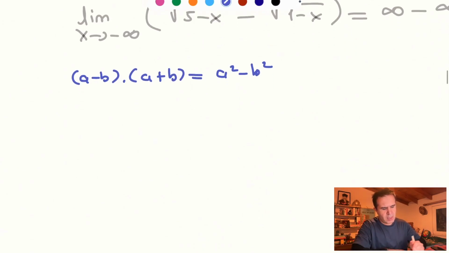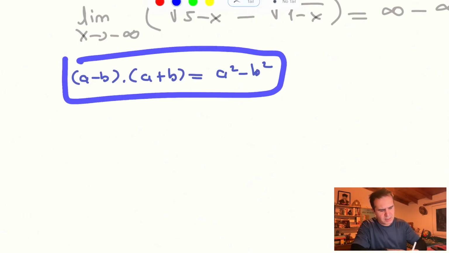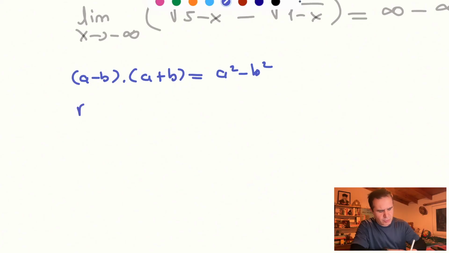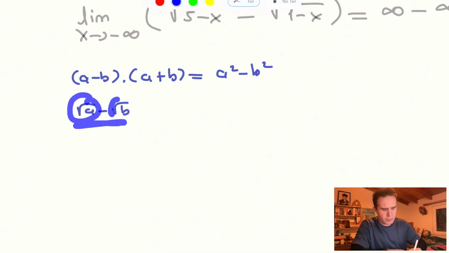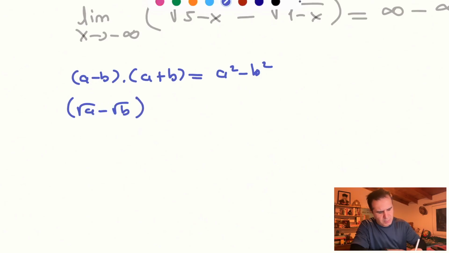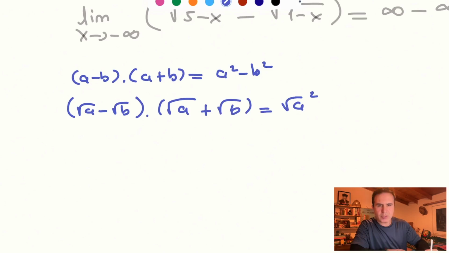And if we use this identity, when we have square root of a minus square root of b, in order to remove these square roots, we can multiply this one by its conjugate, and its conjugate is square root of a plus square root of b, and this will be equal to a minus b.